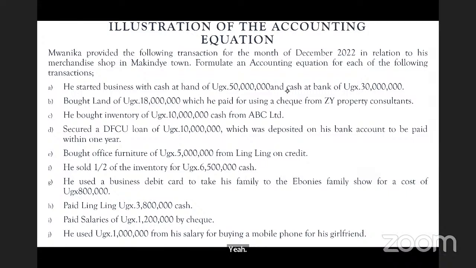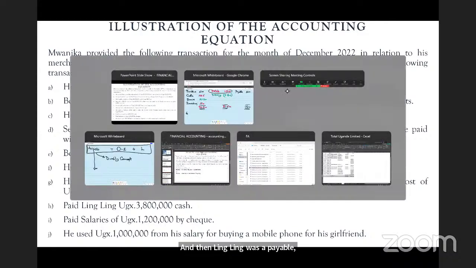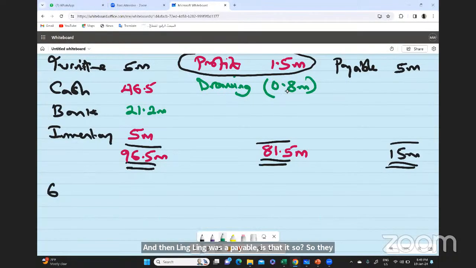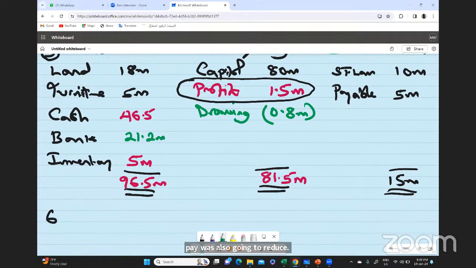Okay. Paid Ling 3.8 cash. Meaning your cash is going to reduce by 3.8, not so? And then Ling was a payable, isn't it so? So the payable is also going to reduce. So I think that transaction is going to affect only cash and what?